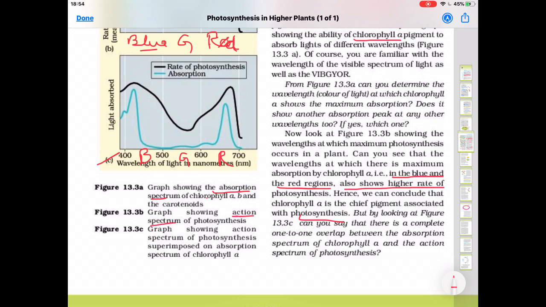Action spectrum means how the rate of photosynthesis occurs, or how much oxygen is released during this process. So in the first graph, absorption of light by chloroplast. The second graph shows the rate of photosynthesis. And the third graph, they have mixed the above two graphs and showed the result that the rate of photosynthesis is more where absorption is more. So these graphs show together that most of the photosynthesis takes place in the blue and red regions of the spectrum. Some photosynthesis does take place in other wavelengths of the visible spectrum.